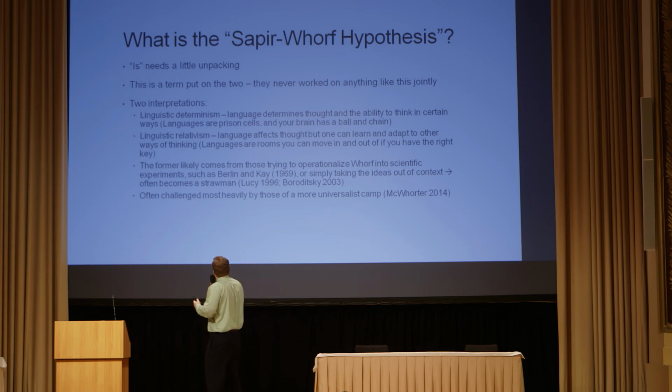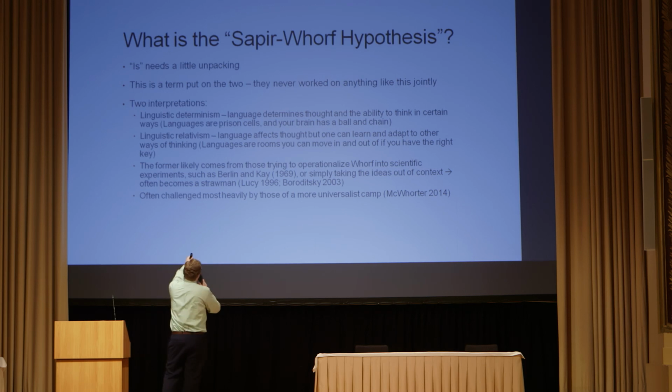So what linguistic determinism is basically that language determines thought and the ability to think in certain ways. So think of it like this. Languages are prison cells. Your language puts your brain in a prison cell, and you have a ball and chain on your leg, so you can't move out of it. You're determined to think that way for the rest of your life.